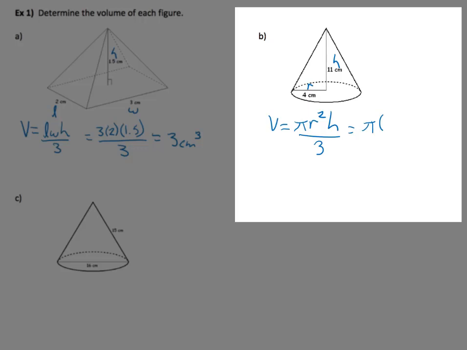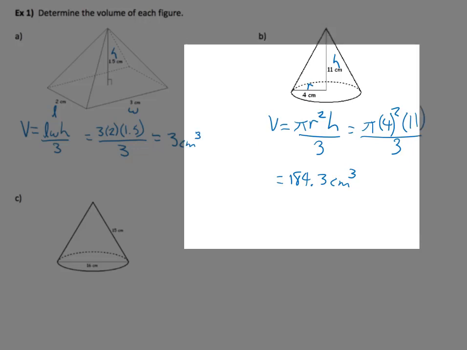At this point, we plug things in. So it's going to be 4 squared times 11 times pi all over 3. I'm going to sub in the numbers. After I sub them in, I plug them into my calculator, and I get 184.3 centimeters cubed. Centimeters cubed, not centimeters squared.